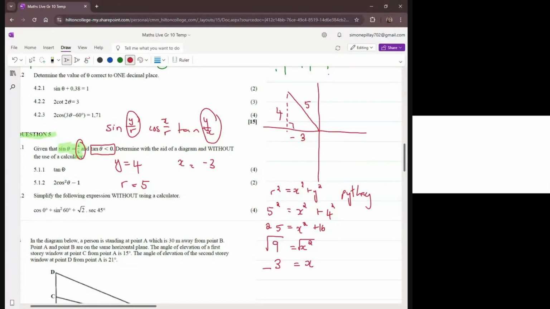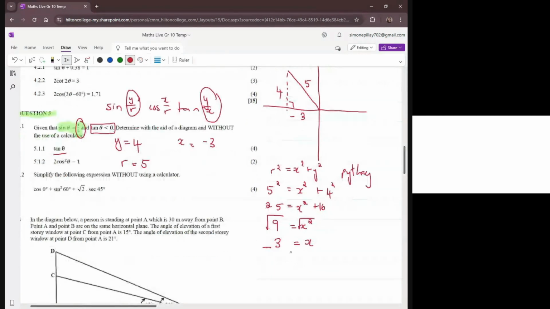Now they've asked us, this was all background work, by the way. They've now asked us, without the use of a calculator, but with the aid of a diagram, which is what we've done, we've drawn up our diagram, with the aid of the diagram, calculate what is tan theta. Now, if we wanted to do tan theta, I know tan theta over here is y over x.